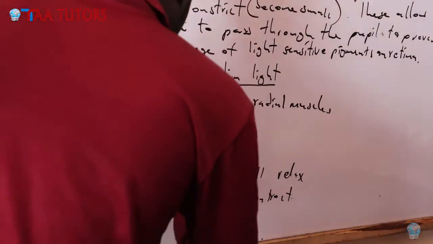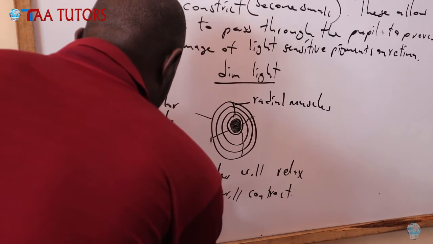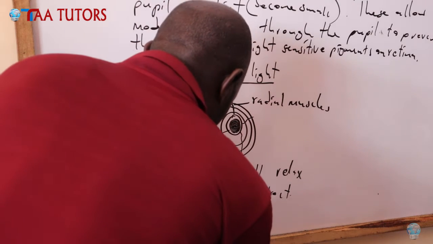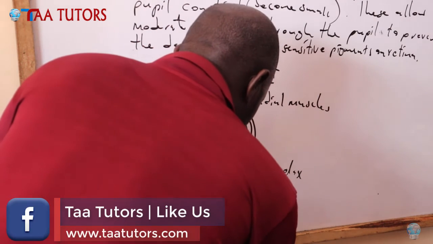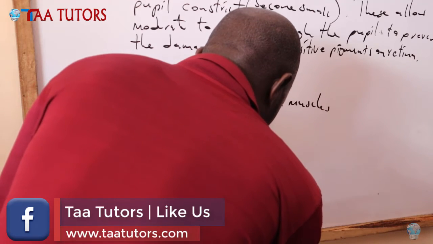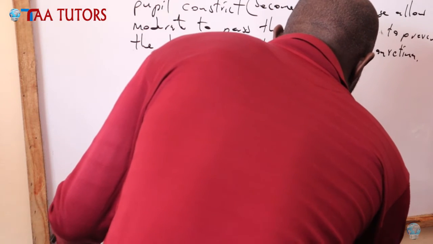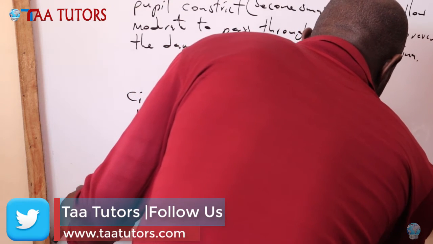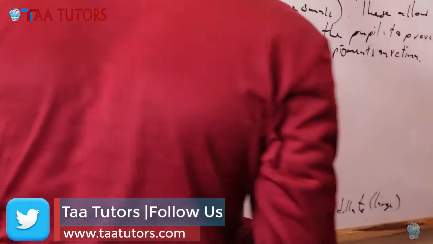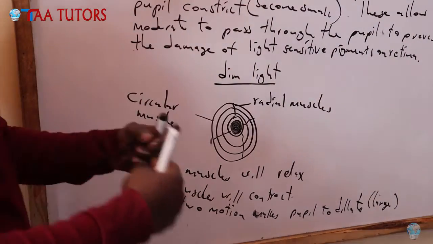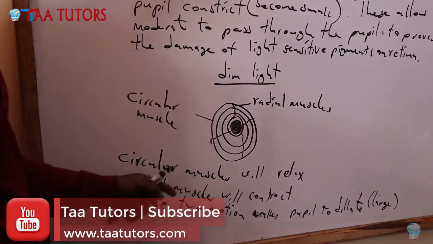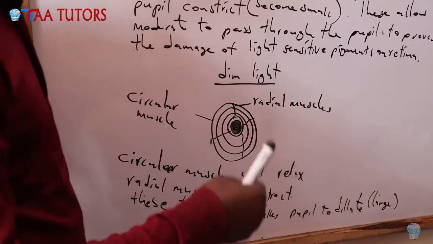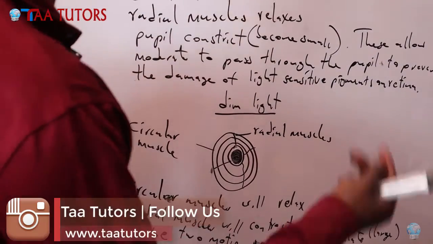So the event here will lead to these two motions. These two motions make the pupil dilate, that is, enlarge. So you see what has happened here. The muscles dilate, the pupil dilates, so it's widened. That means it can allow more light to pass at this particular time. So more light will be passing.